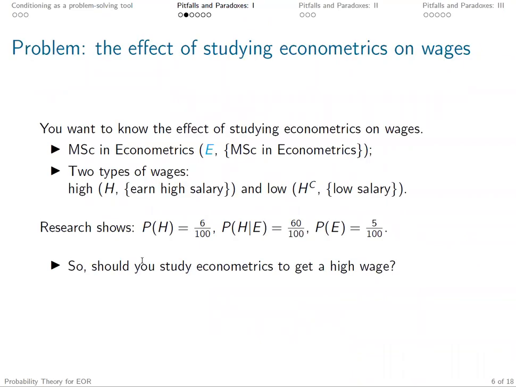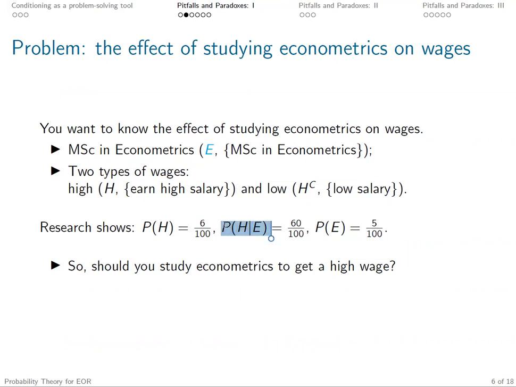We know econometrics in the Netherlands is a very welcome and, I would say, challenging major to study. And we want to know the effect of studying econometrics on wages. So suppose here we're going to have 3 different events. Doing masters in econometrics, let's denote that as event E. And we also have earning high salaries, and low salaries, different events here.